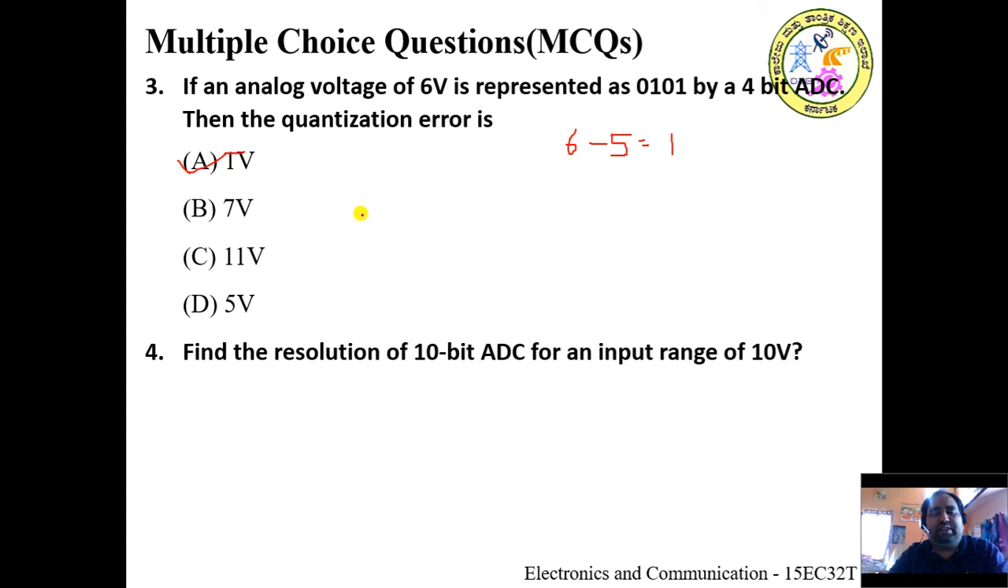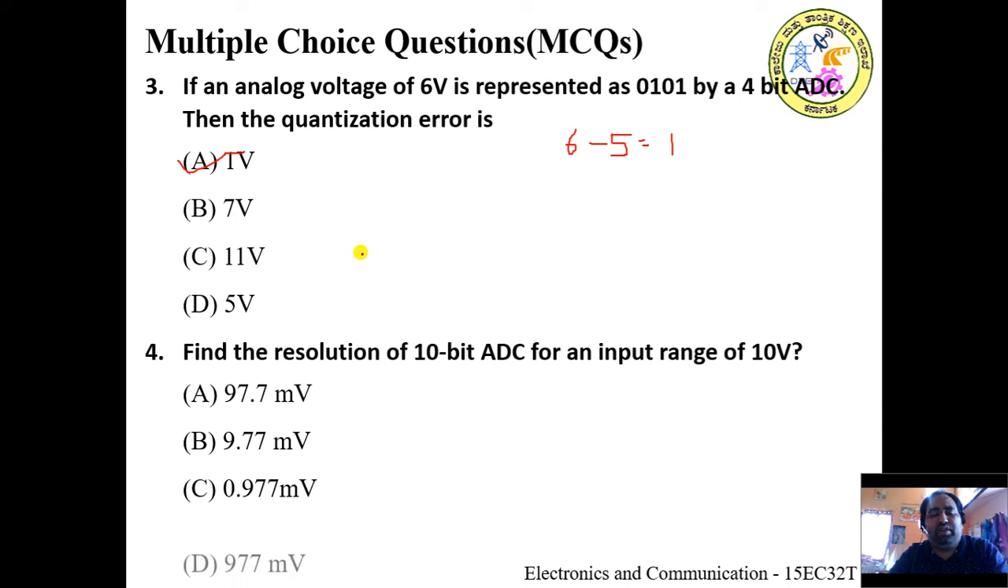Next, the fourth one is: find the resolution of a 10-bit ADC for an input range of 10 volt. The first answer, 97.7 millivolt. Second one, 9.77 millivolt. Third one, 0.977 millivolt. And the fourth one, 977 millivolt. So here you have been asked to find out the voltage resolution, and you have been given the n value, which is equal to 10, and the full scale input voltage, which is equal to 10 volt.